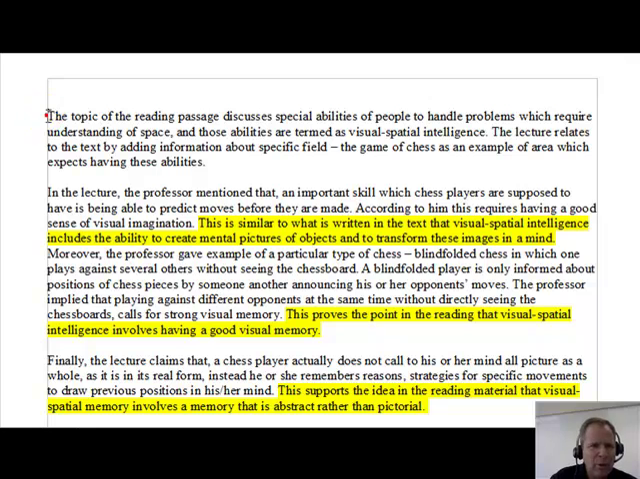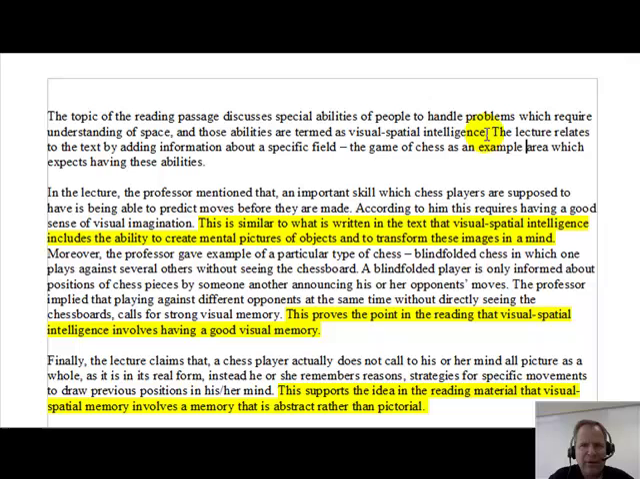So paragraph 1: "The topic of the reading passage discusses special abilities of people to handle problems which require understanding of space, and those abilities are termed as visual-spatial intelligence. The lecture relates to the text by adding information about" I'm going to say maybe a specific field, "the game of chess as an example." Maybe you might say as an example area, which expects having these abilities.